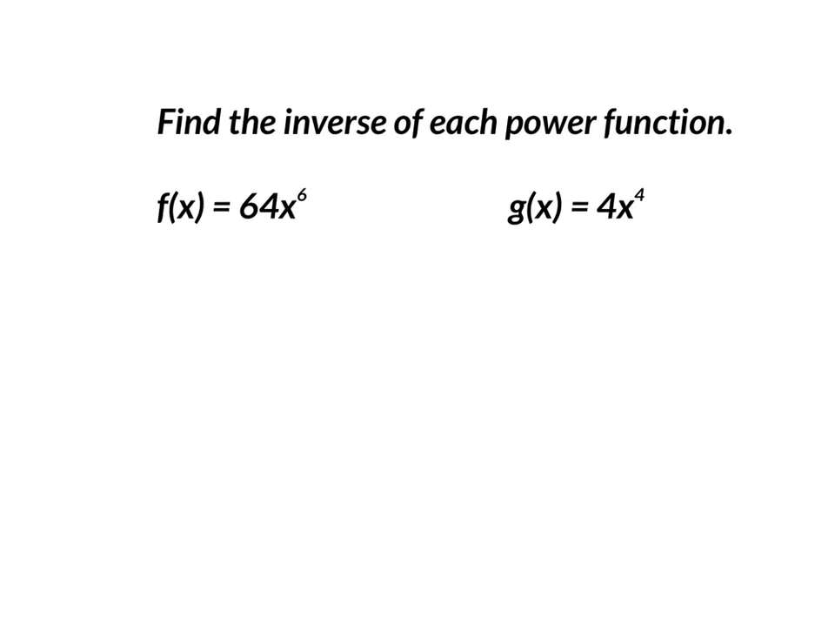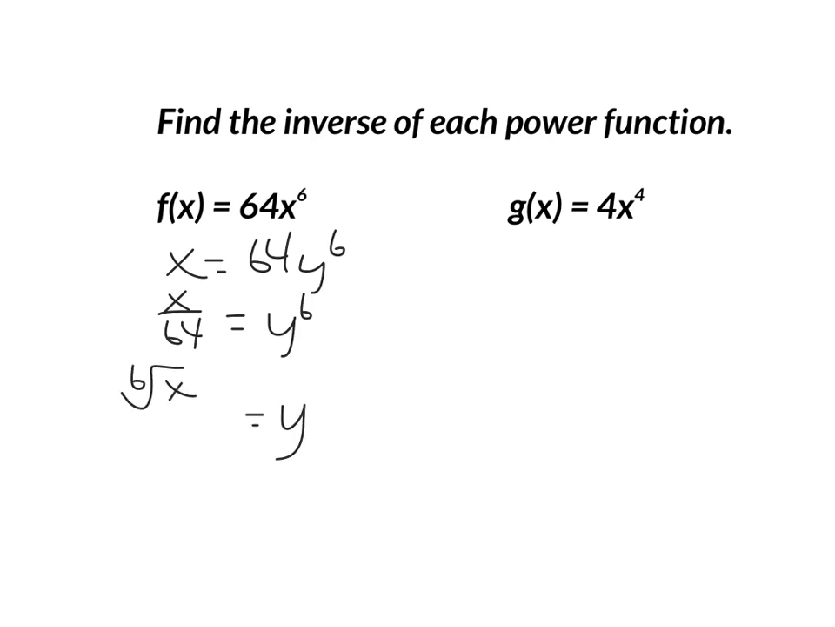All right, find the inverse of each power function. This is the one thing that's a little bit new today. Steps are the same though. Switch your x and y's, interchange those two. Then you got to get the y isolated, so I'm going to divide by 64. And then, because it's y to the 6th, I'm going to take the 6th root of both sides. Now, the 6th root of x is just x. And the cool thing is 64 actually has a 6th root, and it's 2. So there's your inverse.